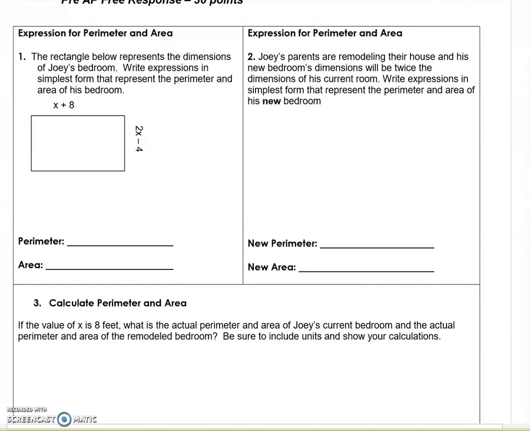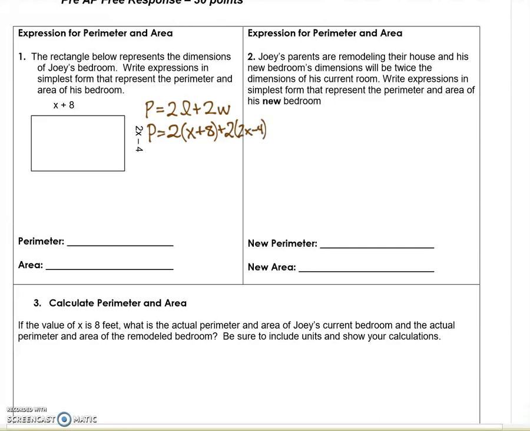Okay, so for question number 1, we are asked to find the perimeter and the area of Joey's bedroom if the length is x plus 8 and the width is 2x minus 4. So the perimeter is the sum of all the sides, and because this is a rectangle, there is a specific formula: 2 times the length plus 2 times the width. So 2 times x plus 8, plus 2 times 2x minus 4.